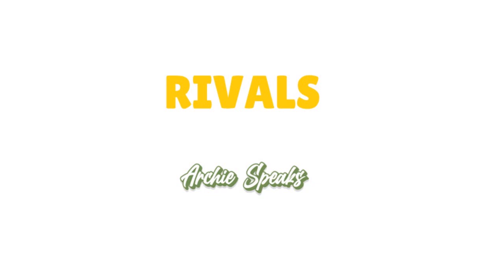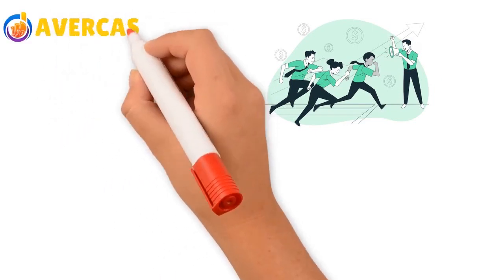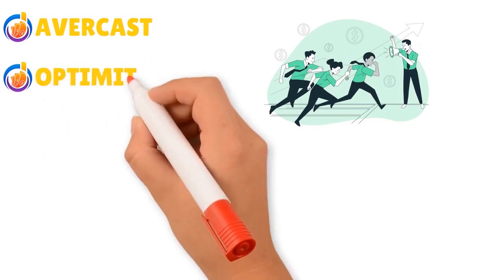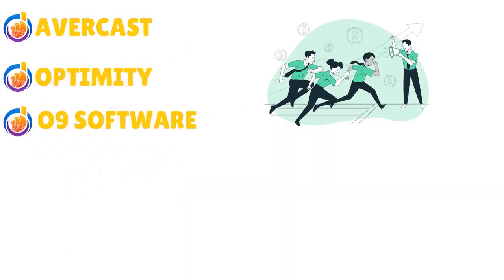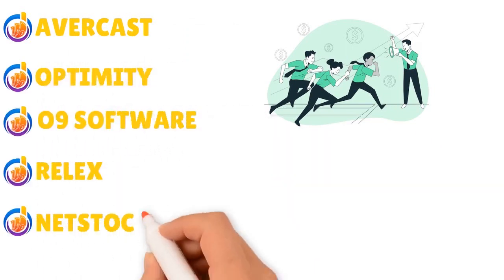Let me talk to you about the rivals here. When we think about StockIQ, what kind of players does this company compete with? Well, StockIQ is in a very competitive, crowded field anyway. They're not the only one. So you have a lot of products. You have Avercast, for instance. You have Optimity. You have O9 software. You have Relex. You have NetStock, among others.